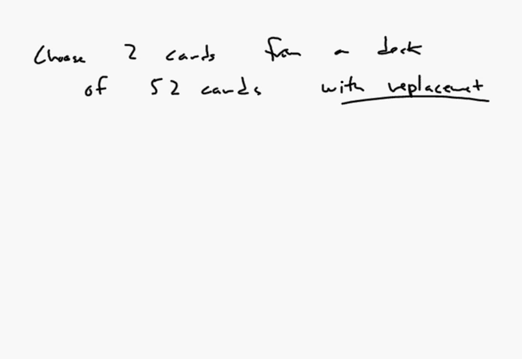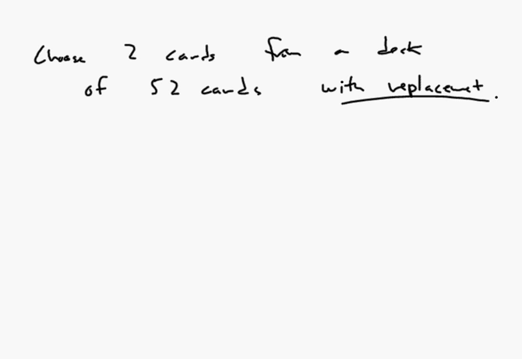So the words with replacement are kind of important here. With replacement means that you pick the card, you look at it. Let's say you picked the king the first time, or the king of hearts. You looked at it. Then you put it back in the deck, you shuffled the deck again, and you picked another card.